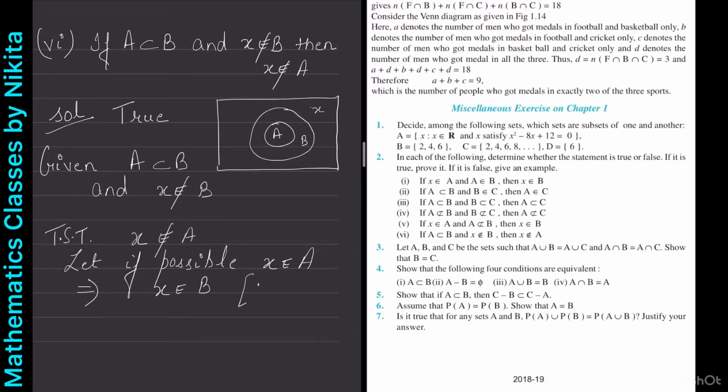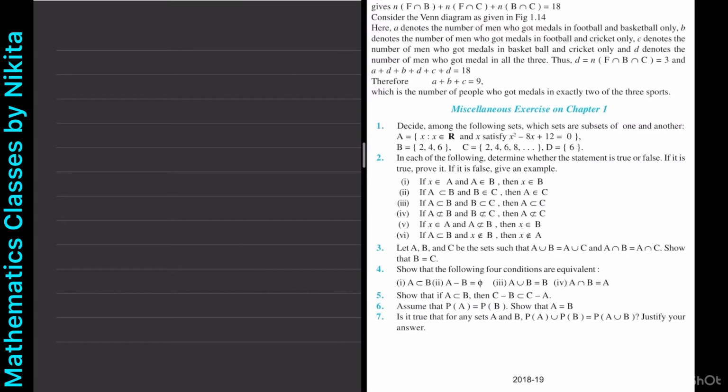Why? Because since your A is contained in B. Which is a contradiction because it is given that X does not belong to B. So which is a contradiction. So therefore my assumption is wrong. So therefore I will say that X does not belong to A. तो मैंने assume क्या करा था? X belongs to A. So this is false. So therefore X does not belong to A. तो यही हमें show करना था.